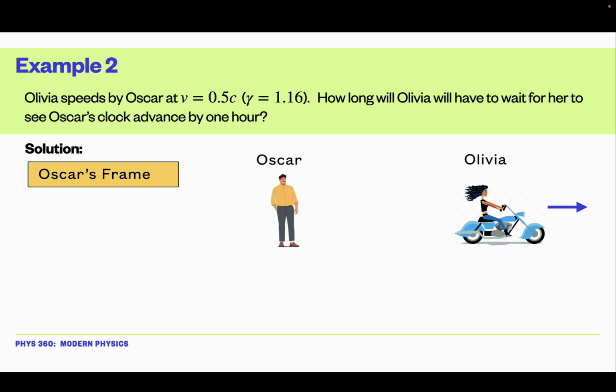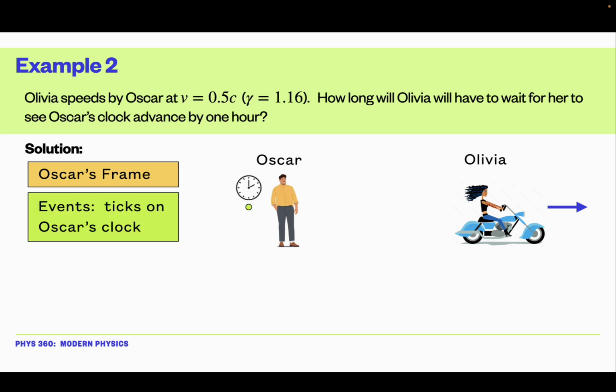The picture is still drawn from Oscar's perspective, which is fine, but the events are now going to be on Oscar's clock instead of Olivia's clock. So we're asking how long Olivia's going to have to wait for Oscar's clock to record 1 hour. So Oscar's at rest with respect to the events. He measures the proper time now instead of Olivia.